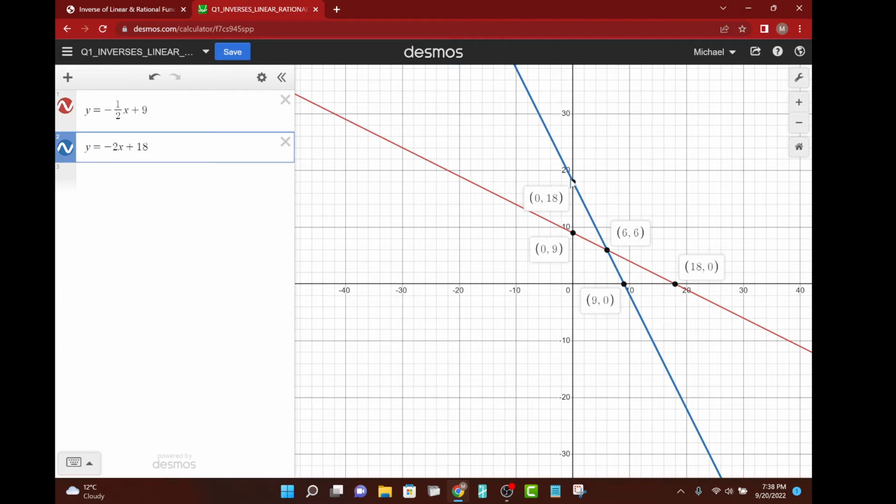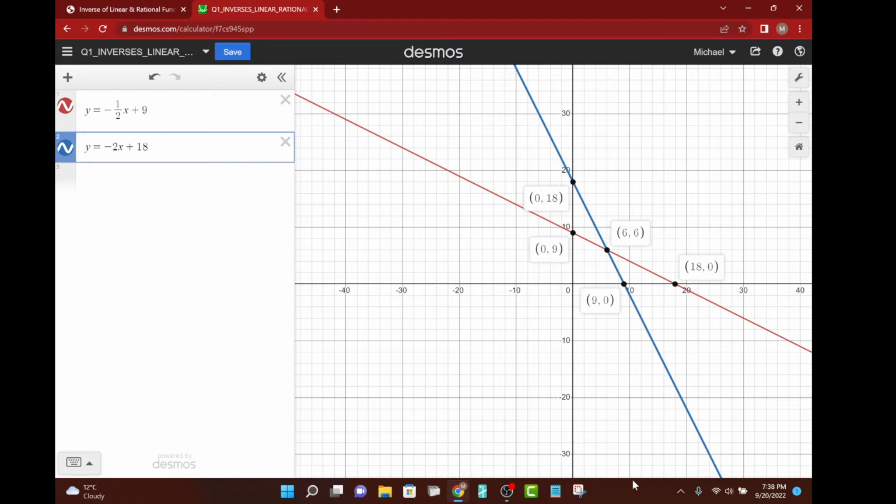The original function has an x-intercept of 18. The inverse function has a y-intercept of 18. Isn't that interesting? So I thought that we would make a note of that, and that's pretty cool.